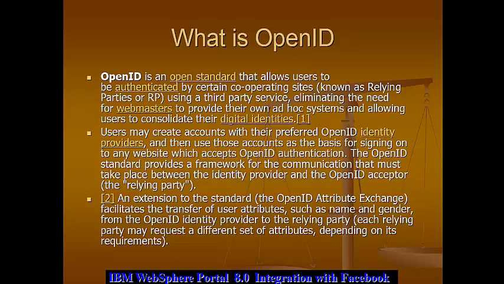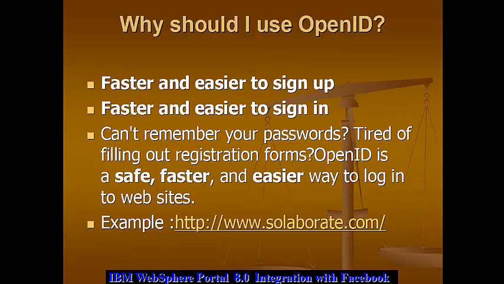The OpenID standard provides a framework for the communication that must take place between the identity provider and the OpenID acceptor. An extension to the standard, OpenID Attribute Exchange, facilitates the transfer of user attributes such as name and gender from the OpenID identity provider to the relying party. Each relying party may request a different set of attributes depending on its requirement.